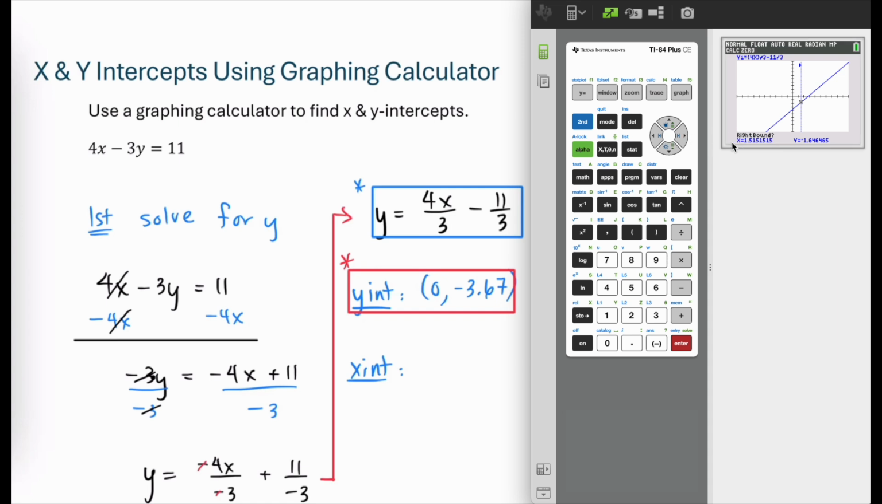The calculator now is asking for a right bound, so we bring our cursor to the right of that x-intercept, and we'll hit enter again, and then the calculator asks us for our best guess. So we bring the cursor back to close to where that x-intercept actually is, and then we'll hit enter for the third time, and now it's going to say that our 0, which is the x-intercept, is going to have an x-coordinate of 2.75 and a y-coordinate of 0.